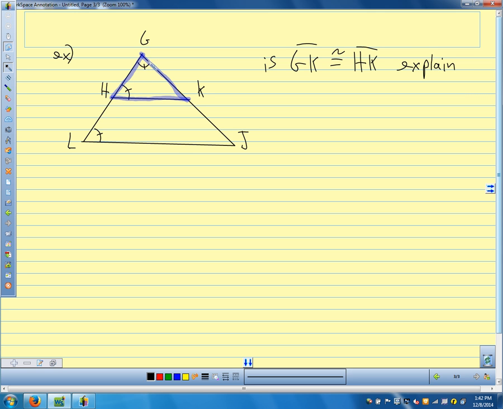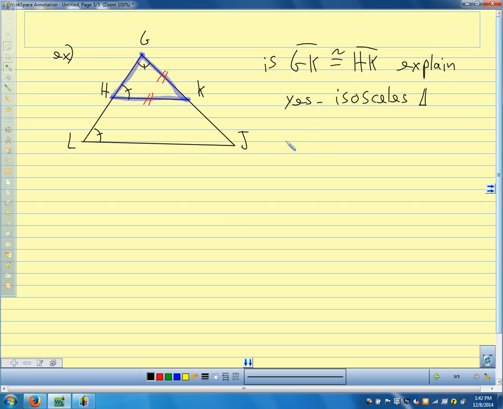These two angles are the same. So what does that tell us about the two sides of the triangle? They're congruent. That's the converse of the Isosceles Triangle theorem. So that tells us that this is congruent to that. So I would say yes, and it's an isosceles triangle because these two angles are congruent. Those two sides have to be congruent.